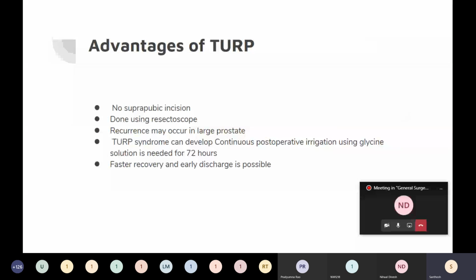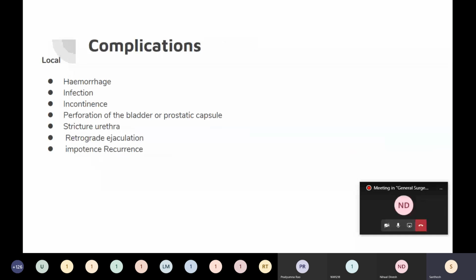What are the advantages of TURP? There is no suprapubic incision, as it is done using a resectoscope. Recurrence may occur in large prostate, but usually this will relieve the symptoms. There will be a faster recovery and early discharge is possible. TURP syndrome can develop, and they can ask you what is TURP syndrome. It is caused due to continuous irrigation using glycine solution. I'll talk to you about that later.